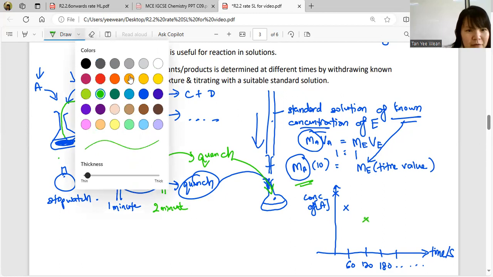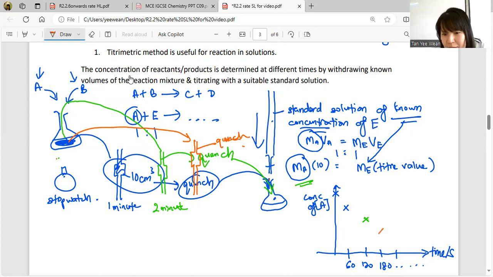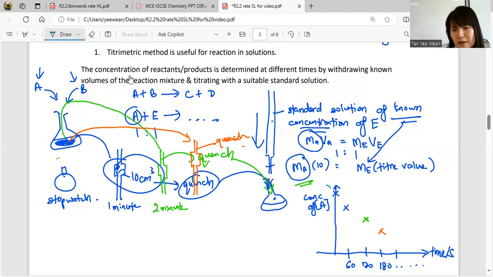And then after 3 minutes, so you see, you might need help here. After 3 minutes, do another round, draw it out, quench it, do your calculation, do titration, and plot it there. So you'll need to do it over a period of time. You might get a curve, you might get a straight line down. So that is the result of the experiment.